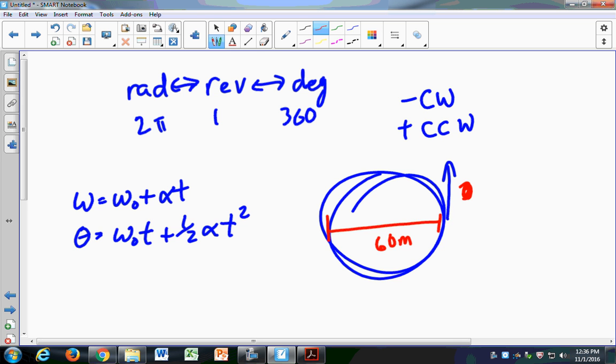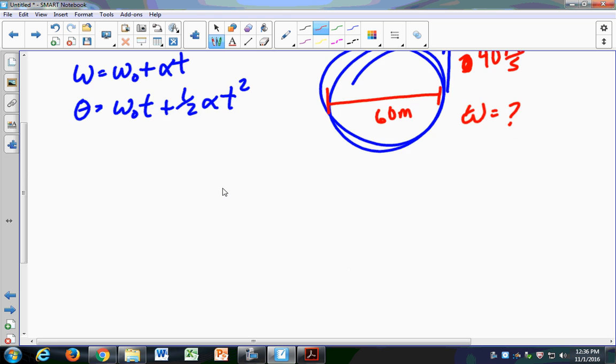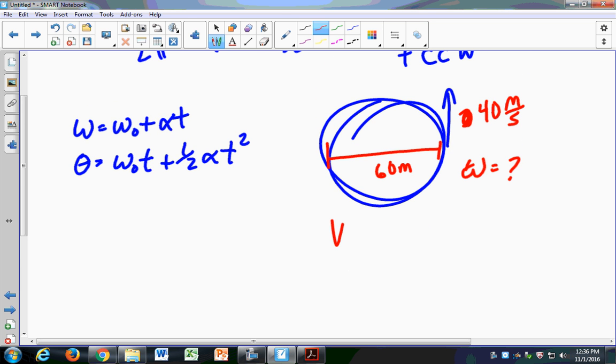I think it's 500 kilometers per hour. Okay, I'll say 40 meters per second, so I convert that to meters per second. And then it asked, what is omega equal to in revolutions per second? So there are two steps to this. The first one is that you had to figure out what omega is in radians per second. So V is equal to omega R. V was 40, R is 30 meters, so omega is 1.3. That's in radians per second.